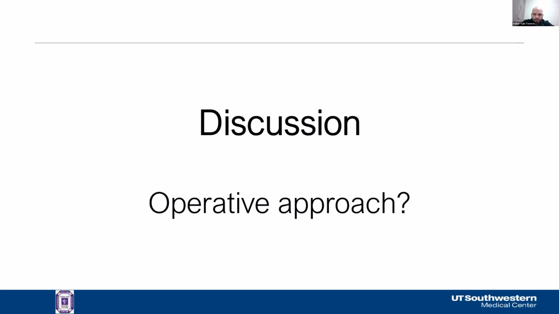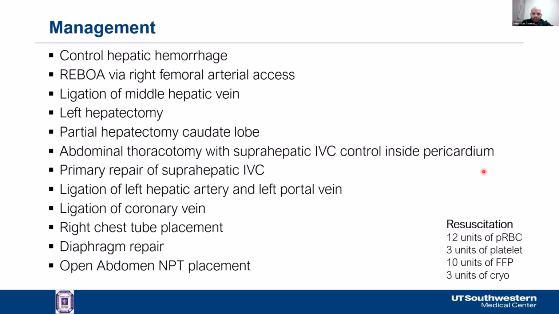Okay, great. So at this point, the patient's being resuscitated. We have gotten the assistance of the hepatobiliary surgeons, and there is some control of the hepatic hemorrhage. The middle hepatic vein is ligated, and a left hepatectomy was started, and a partial hepatectomy of the caudate lobe. The diaphragm is then opened to get suprahepatic IVC control inside the pericardium. And then that's repaired primarily, and eventually that diaphragm is also repaired.